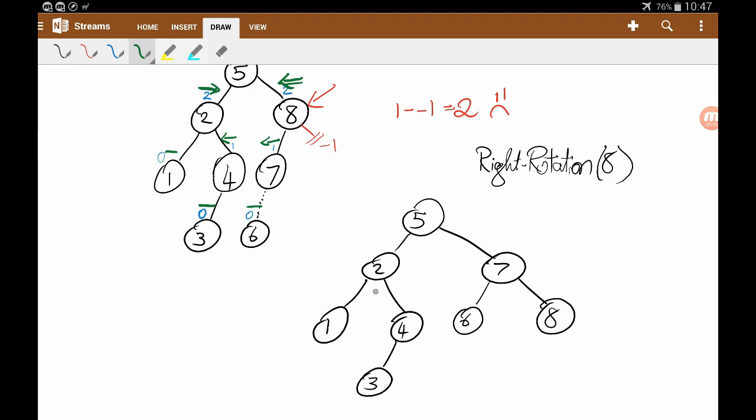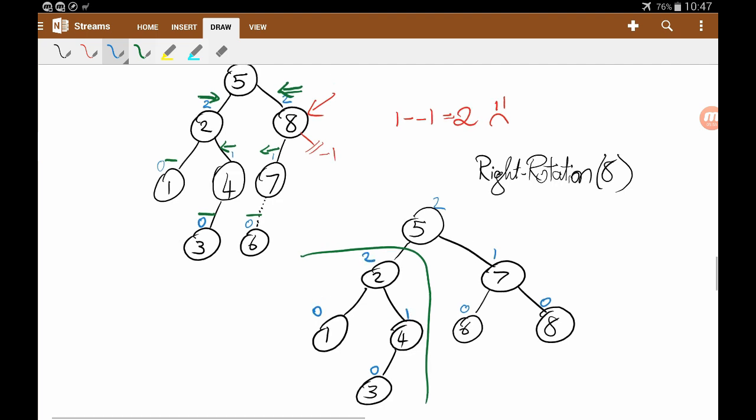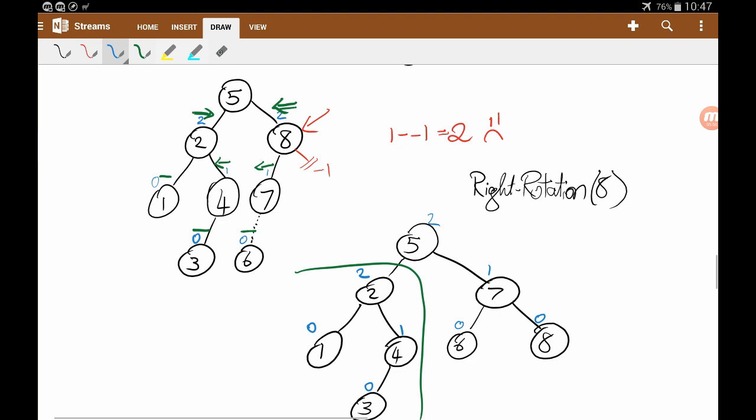All the balances and everything on this side have stayed the same, so we don't need to worry about those. Let's see if we fix things on this side. So to the left of 7, we have 6. Its height is now 0. 8 has a height of 0, which means that 7 has a height of 1, and 5 has a height of 2. These were all the same as they were before. Sorry, 5 has a height of 3.